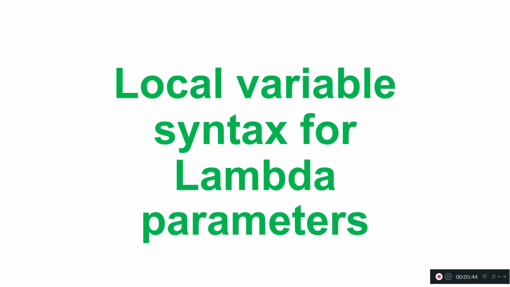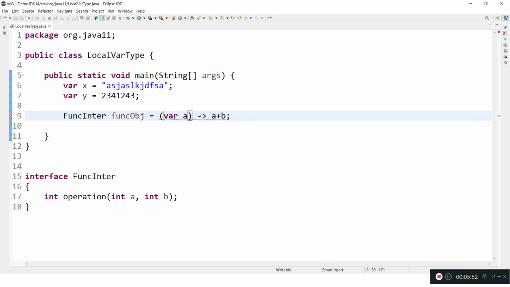That's all about local variable syntax for lambda parameters. Recap of what we have learned so far: we have learned how to create a local variable type and how to apply it to a lambda expression, and we have seen the conditions, what we can do and what we cannot do when declaring a local variable type.